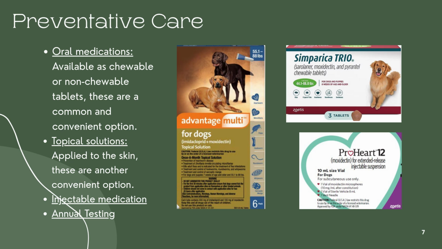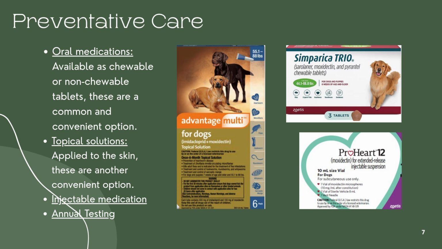So, once treatment is complete, it's crucial to keep dogs on heartworm prevention medication to prevent future infections as well. Some different options here. There are oral medications available as chewable or non-chewable tablets. These are common and convenient options. That is the Simparica Trio shown here. This is actually a 3-in-1 product. It covers fleas, ticks, heartworms, and some intestinal parasites as well. So this is a great option.